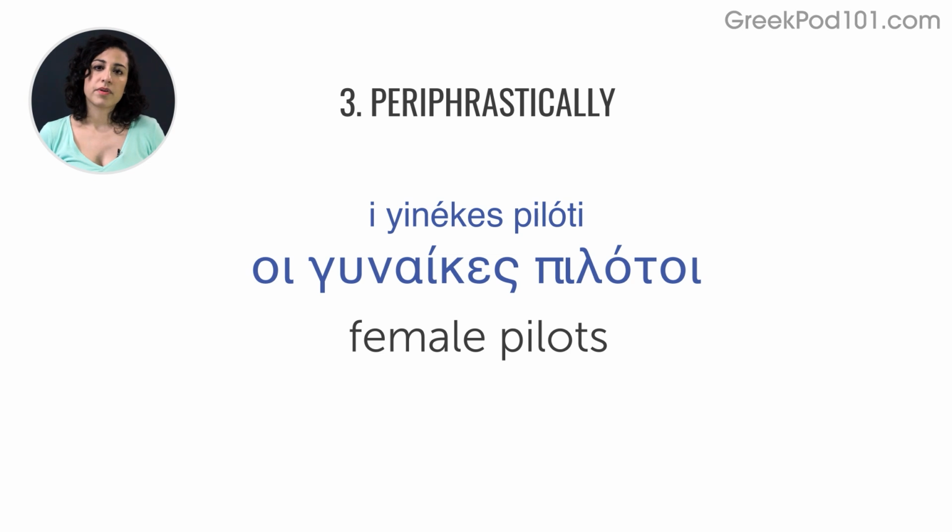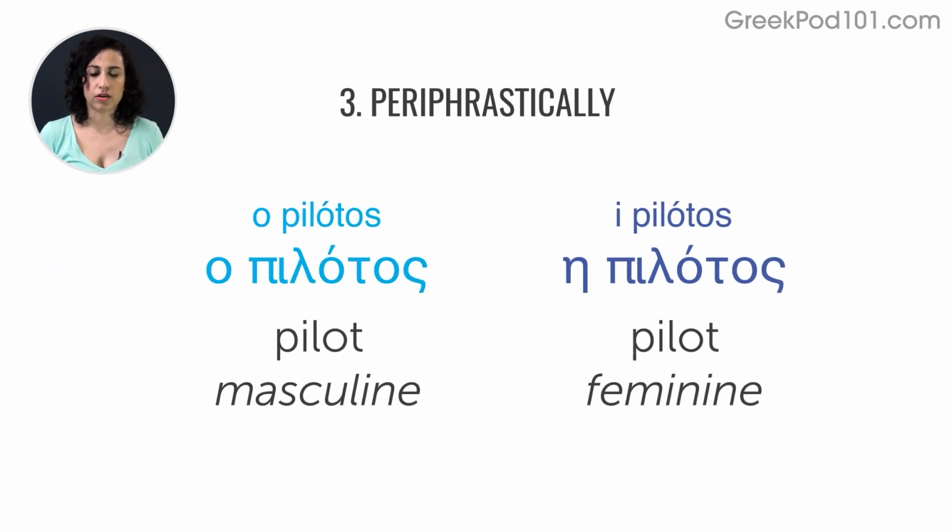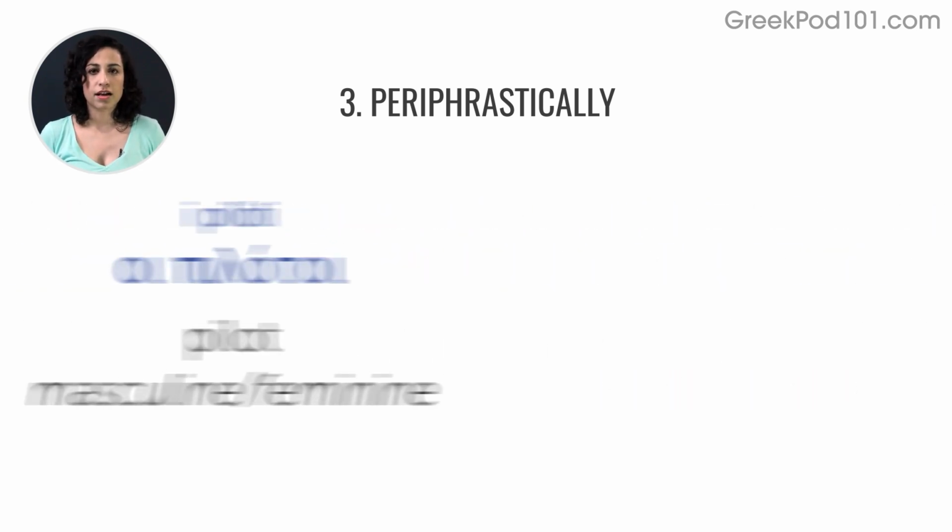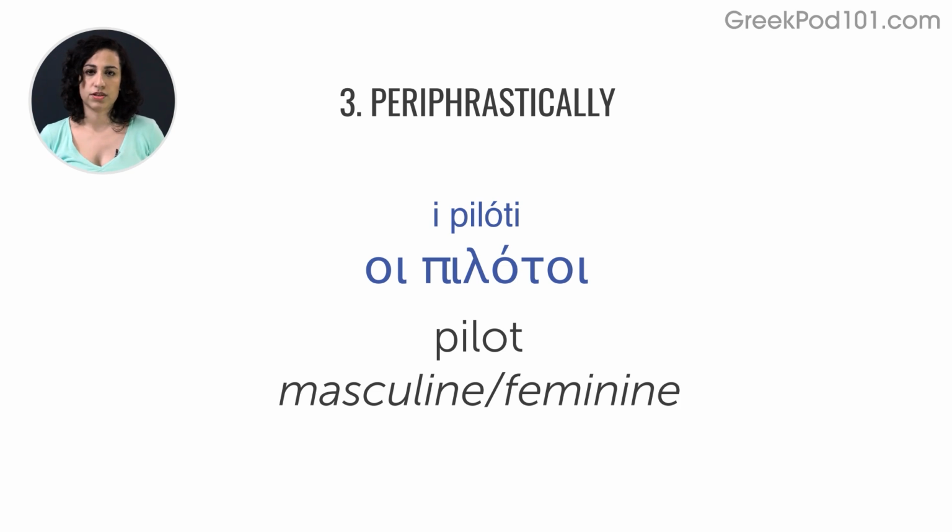Number 3. Periphrastically. For example, οι γυναίκες πιλότοι, female pilots. This is used mainly for the plural feminine versions of the two gendered nouns because, although in singular the article helps distinguish the genders, for example, ο πιλότος, masculine, η πιλότος, feminine, in plural the article is identical for the two genders, οι πιλότοι, masculine and feminine.